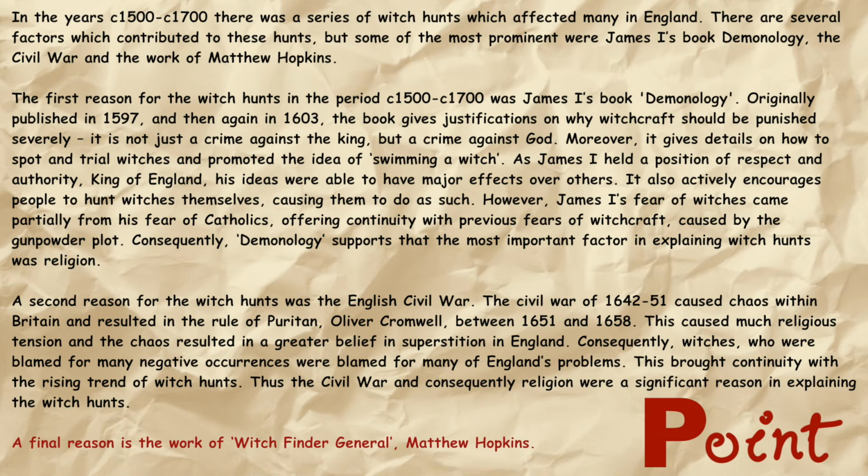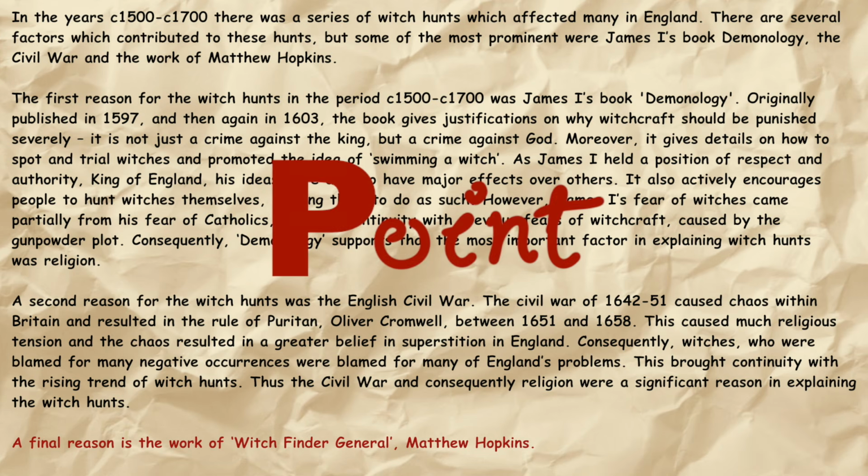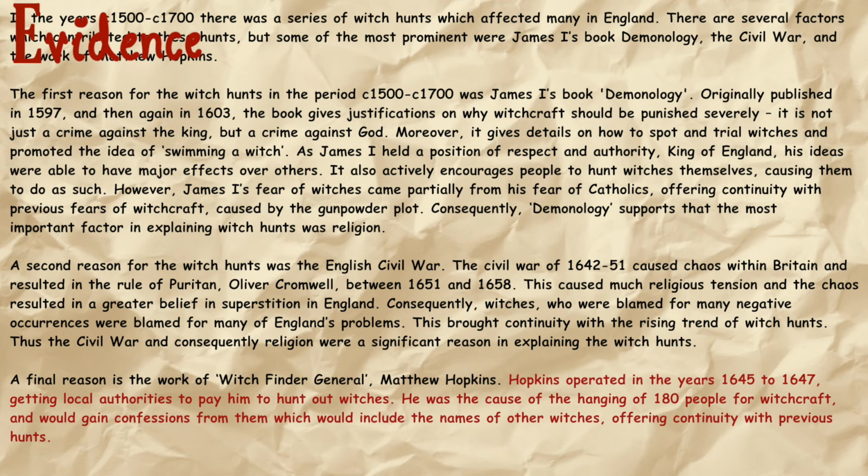A final reason is the work of Witchfinder General Matthew Hopkins. Point. Hopkins operated in the years 1645 to 1647, getting local authorities to pay him to hunt out witches. He was the cause of the hanging of 180 people for witchcraft, and would gain confessions from them, which would include the names of other witches, offering continuity with previous hunts.